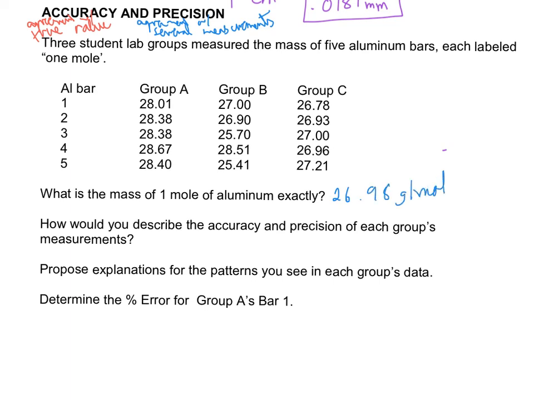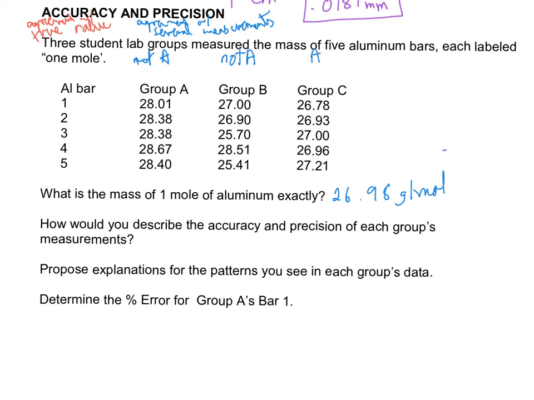So then, comparing that with Group A, Group B, and Group C, let's figure out which ones are accurate, which ones are precise, which ones are neither. Comparing those values with the 26.98, we can figure out if they're accurate or not. So let's look at A. Are those accurate? Nope, they are not accurate. I'm going to use A for accurate. How about Group B? Not really. They're not accurate either. How about Group C? Are they accurate? Yep, they are accurate.